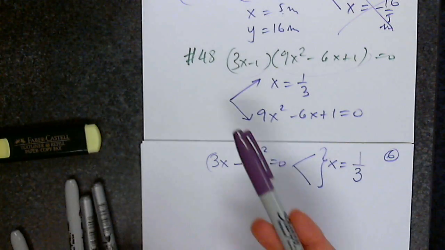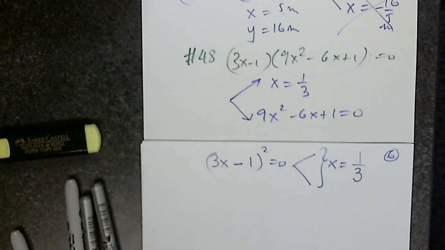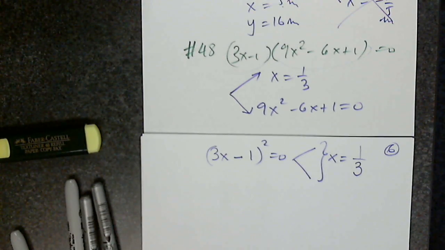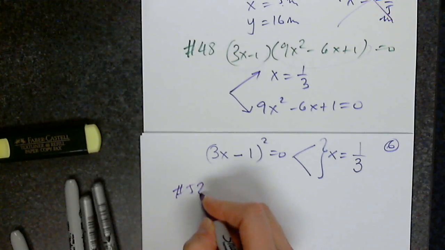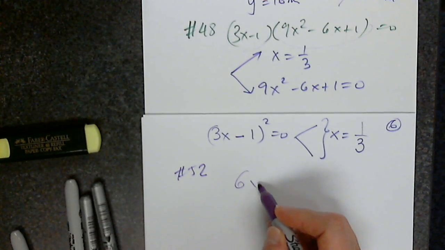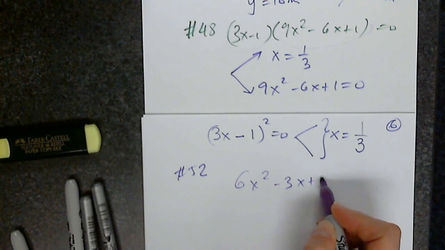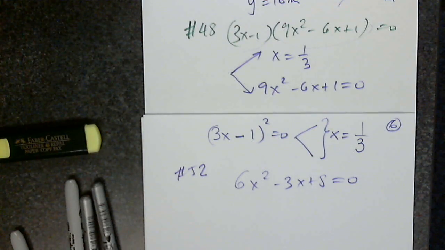So it turns out that this equation has three solutions. They're all the same, 1/3. Anything else? 52? 52. 6x squared minus 3x plus 8 equals 0.